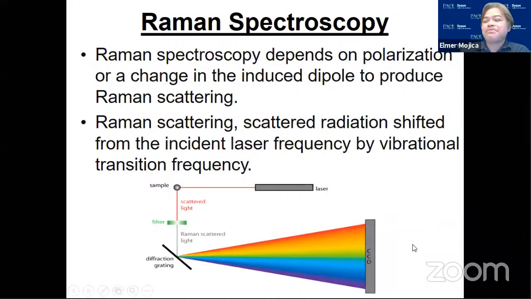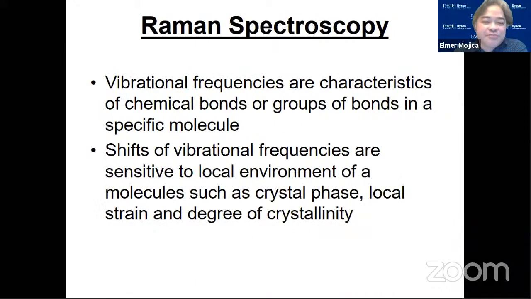The scattered radiation is shifted from the incident laser frequency by the vibrational transition frequency. Those vibrational frequencies are characteristic of chemical bonds or groups of bonds in the specific molecule. And this shift of vibrational frequency is sensitive to the local environment of the molecule, such as the crystal phase, the local strain, and the degree of crystallinity. So this is the basis of Raman spectroscopy.